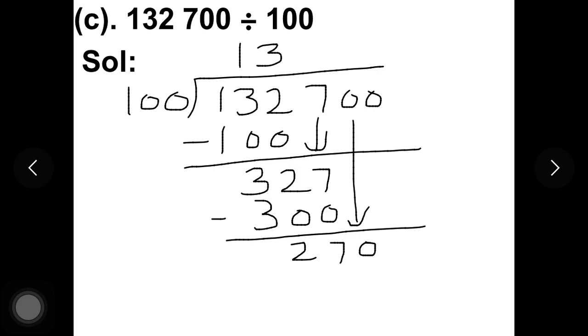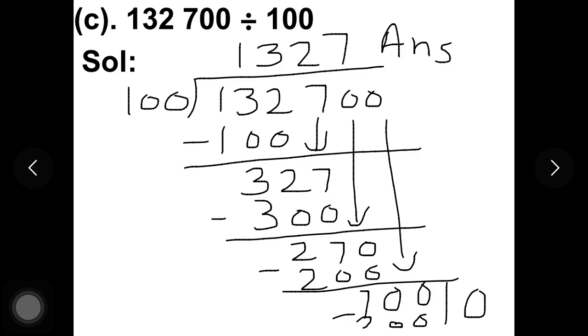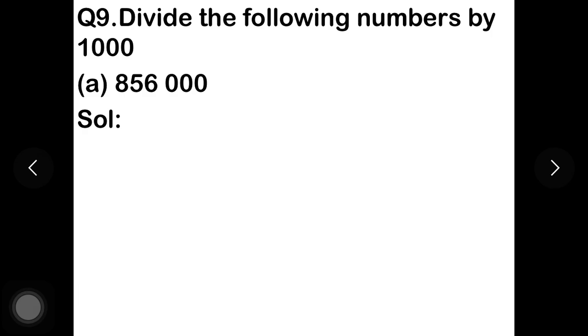0. 101 is 100, 102s are 200, 103s are 300, that is greater value. So 102s are 200, 7, 0, 0. 107s are 700 and the remainder is 0. So the answer of part C is 1,327. Yes student, now question number 9.